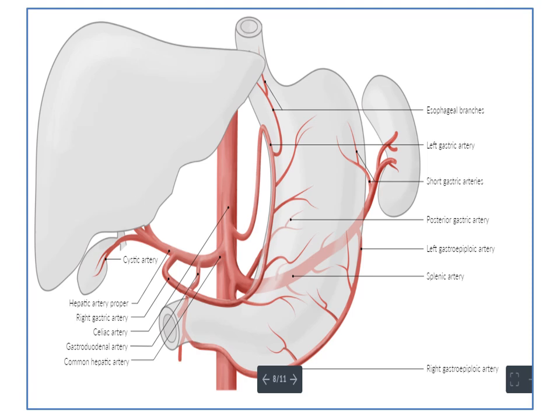This is just an image of the arteries of the stomach. Again, you see the left gastric artery, the short gastric artery coming from the splenic artery, the posterior gastric artery, the left gastroepiploic artery, the right gastroepiploic artery, and the right gastric artery. All of these are arteries supplying the stomach, whether the body, the fundus, the lesser or greater curvature, or the back of the stomach.